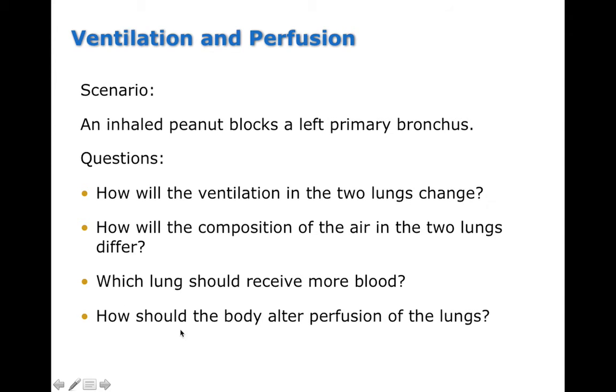And so the body can alter perfusion to the lungs by vasoconstricting, right? Like you could vasoconstrict one of the pulmonary arteries such that you get more blood flow to one lung and not the other. In this example, you want to send more blood flow to the right lung. So you'd want to vasoconstrict the left pulmonary artery. That way there's less blood flow to that lung. And you could vasodilate the right pulmonary artery to increase blood flow to the right lung.